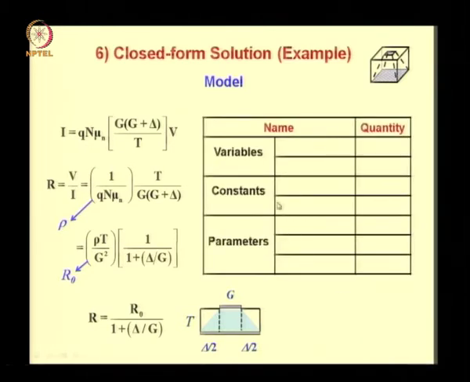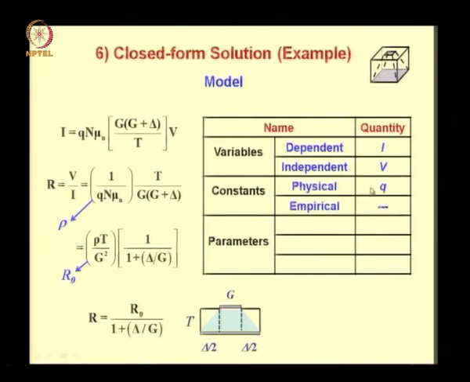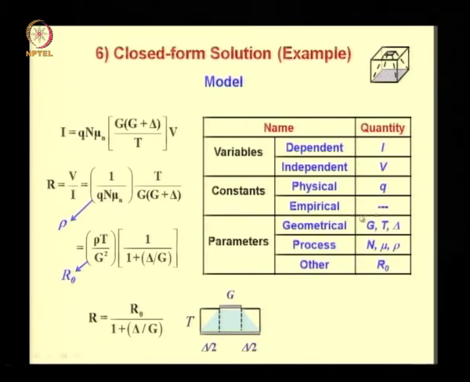Now let us look at variables, constants and parameters of our model. The dependent and independent variables are current and voltage. The physical constant is q. There are no empirical constants. g, t and delta are the geometrical parameters, and doping concentration, mobility and resistivity are the process parameters.